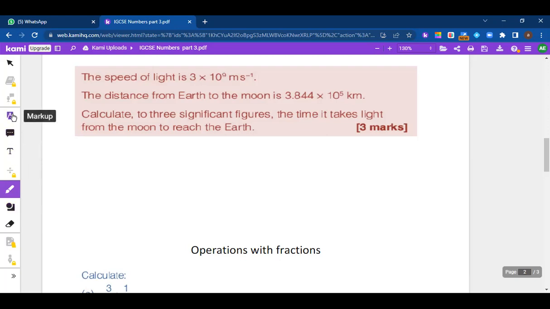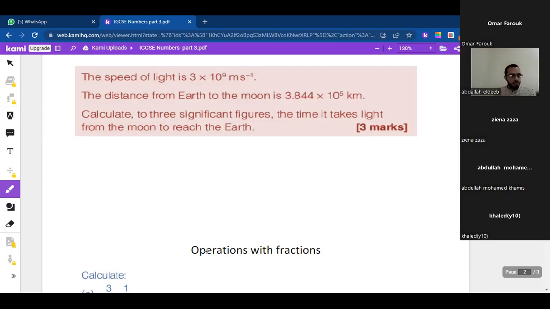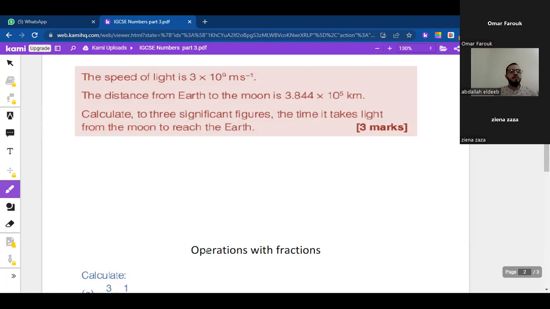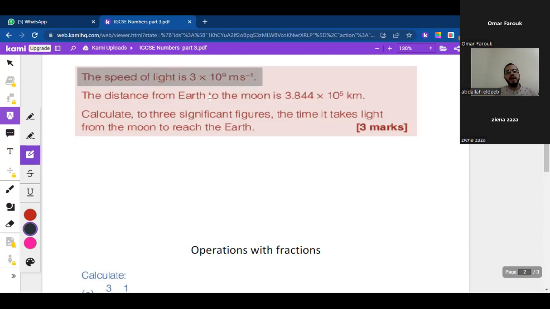When you solve problems such as this, you need to focus on the keywords of the problems. Here we have the speed of the light, and we have the distance from the Earth, and he said find the time to 3 significant figures.